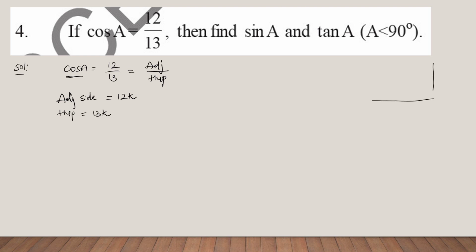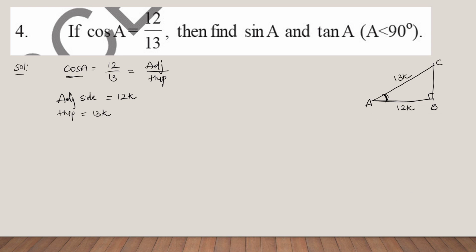Now moving on to the figure. Since we are talking about angle A, we will consider triangle ABC, where angle B is 90 degrees. With respect to angle A, what is cos A? Cos A is adjacent by hypotenuse. What is adjacent here? With respect to angle A, AB is adjacent. So the adjacent side is 12k and the hypotenuse is 13k.